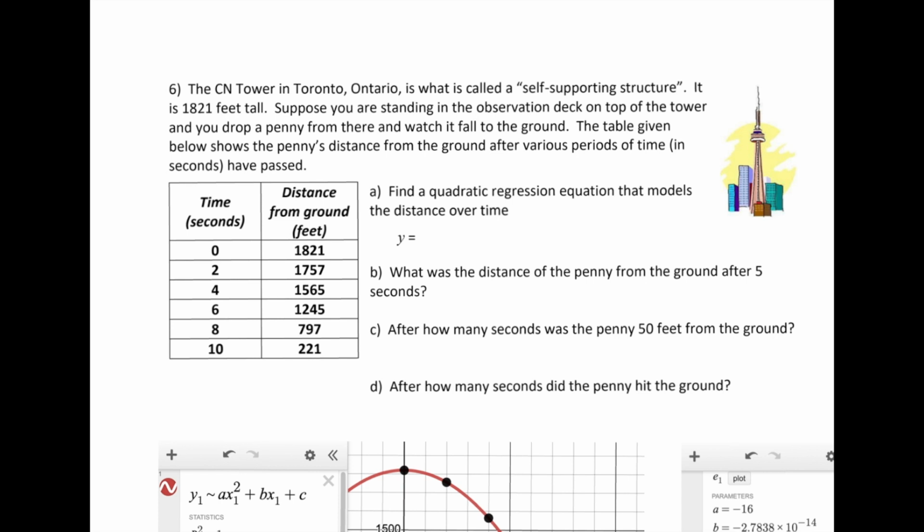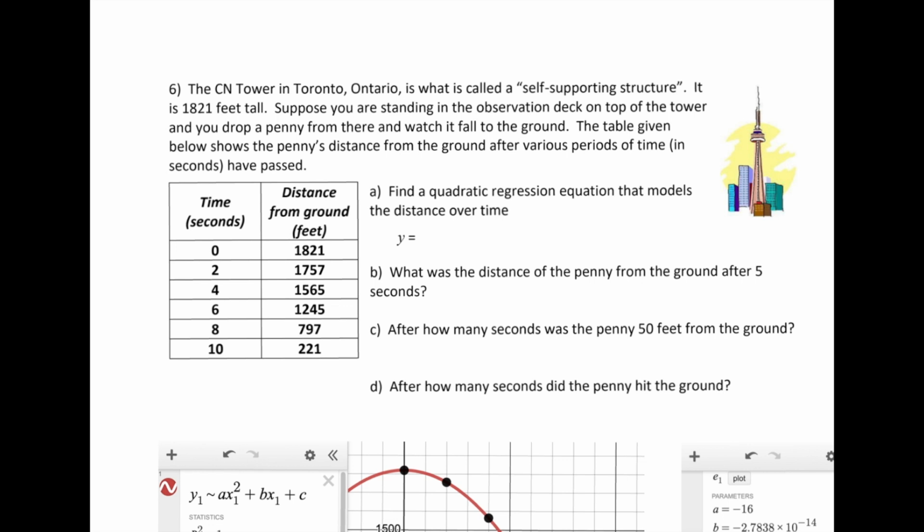So in this situation, there's a tower in Toronto that is pretty famous. And if you go to the top of this tower and you're wondering about what if you drop something from the top of the tower, so you decide to drop a penny from the top of the tower, and let's say that you can measure how high the penny is off of the ground after a certain amount of time. So you're given this table.